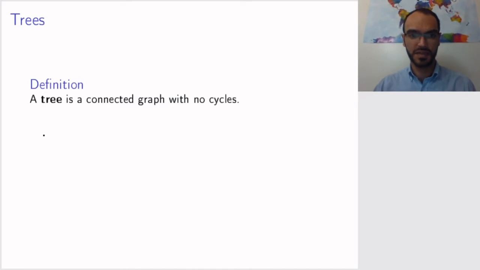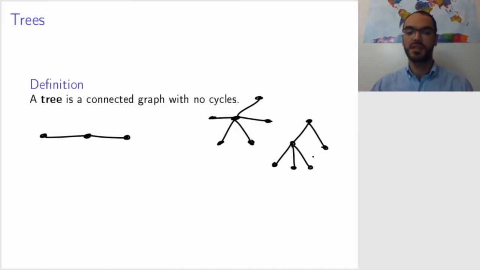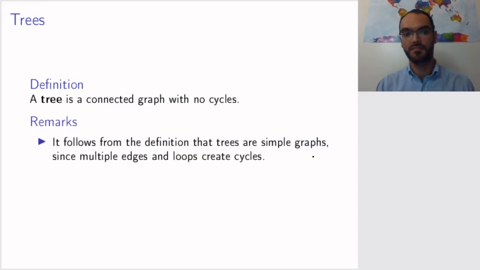So, for example, a path is a kind of tree because it's connected and has no cycles. Another example is something like this, a kind of a star, or the usual family tree style tree that you just saw. Such a graph is called a tree.